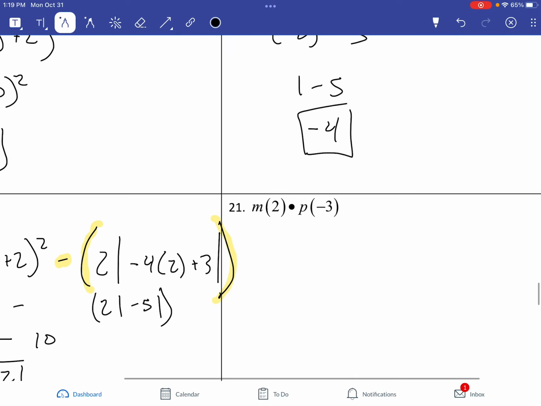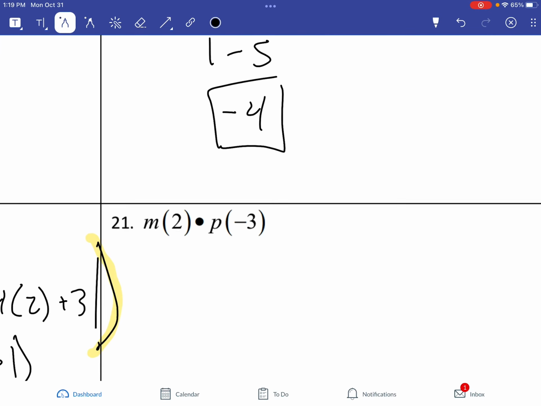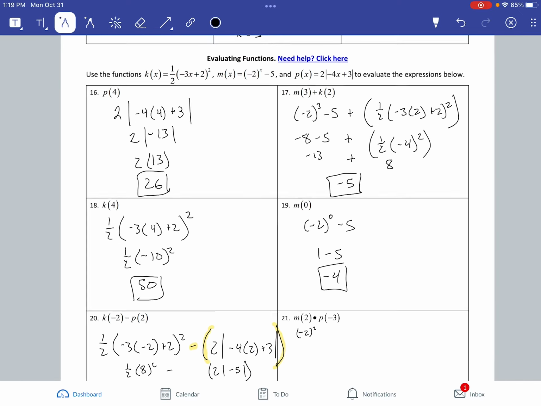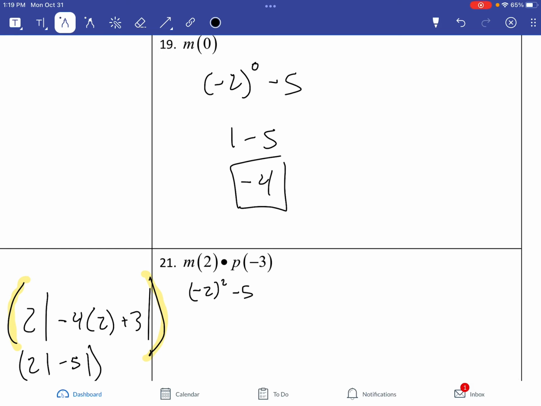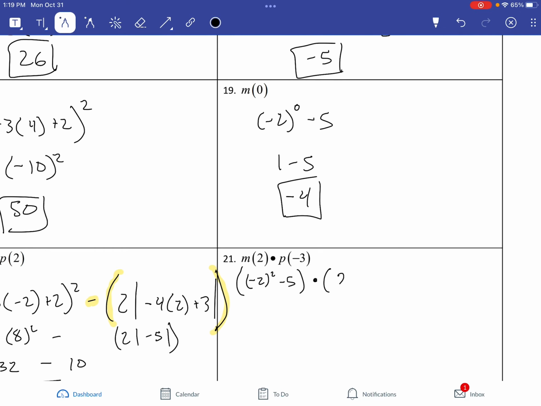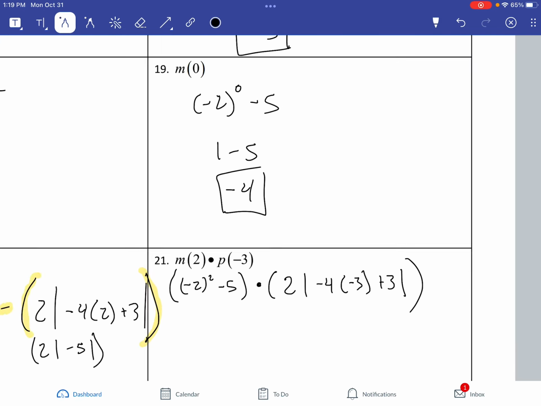And lastly, we have this. So we have negative 2 squared, what's the back end of m, minus 5 times, we're going to put both of these in big parentheses just because we should. The p of 1 is 2, absolute value of negative 4 times negative 3 plus 3, absolute value with parentheses. Is that correct? Yes.